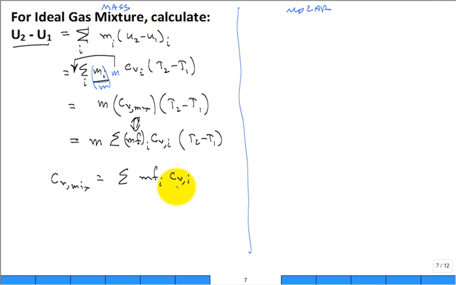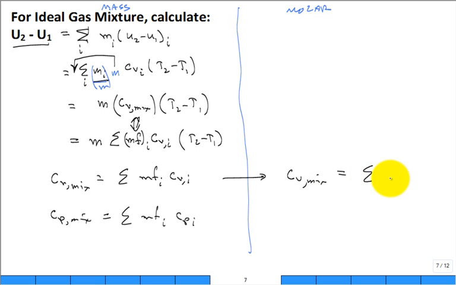We could do it for the change in enthalpy. It would give C sub P of the mixture is equal to the sum of the mass fractions of each component times C sub P of each component. True? Can you guess what it's going to be over here for a molar description? C sub V of the mixture equal to the sum of yi C sub V of i, but there's something missing in this equation, and you need to let others participate.